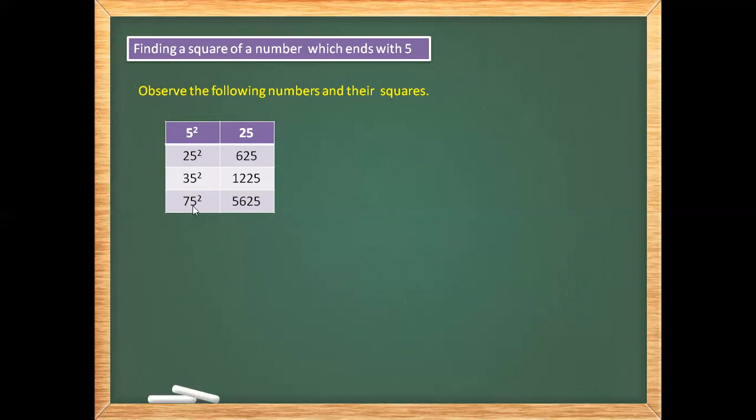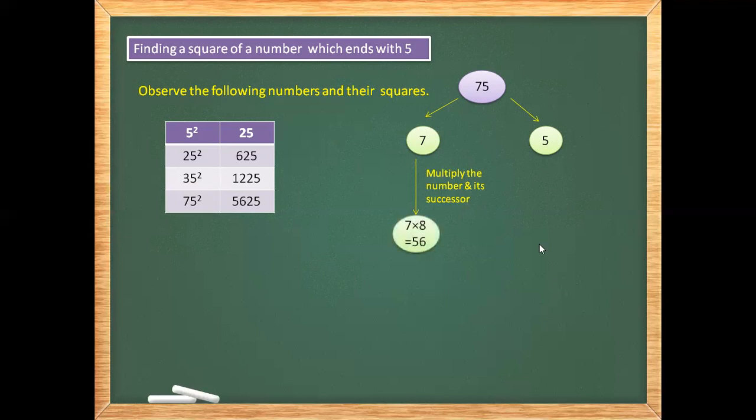Suppose I want to do the square of 75. See, 75, that means 7 and 5. Now what we have to do with this 7? We have to just multiply this with its successor. Okay. So multiply the number and its successor. So what is its successor? 7 ka successor? Yes, 8. So 7 into 8 equals 56.